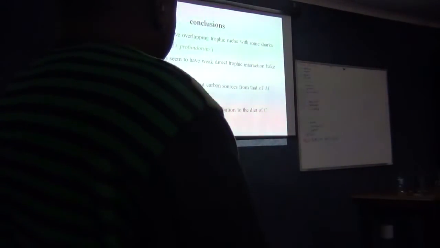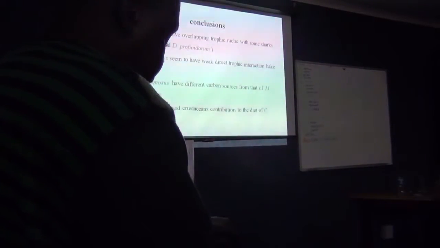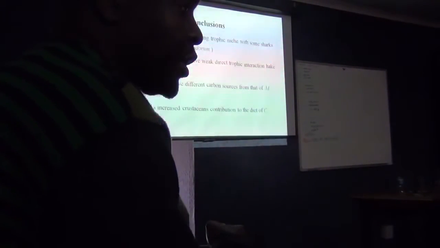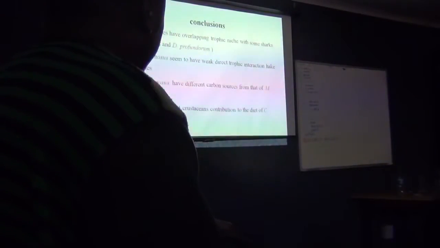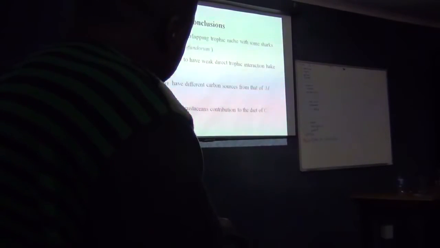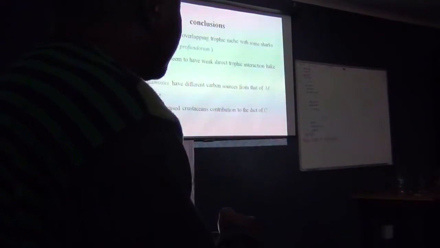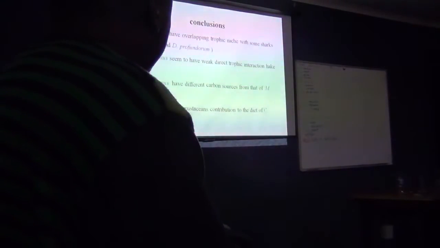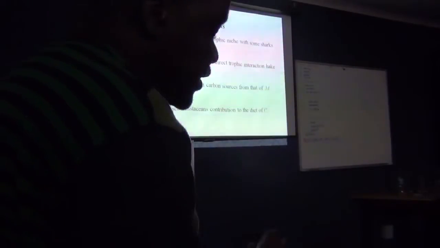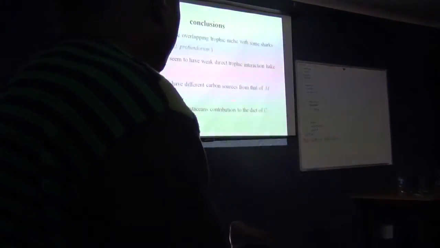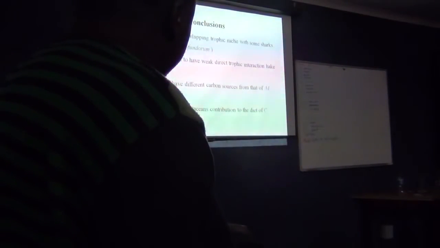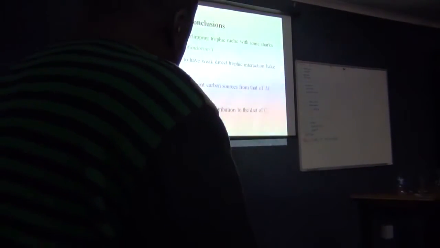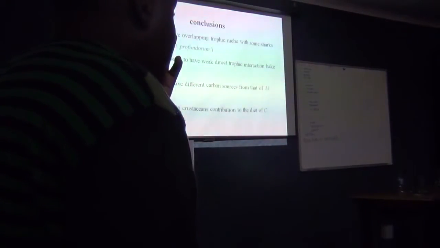So the preliminary conclusion that I got from this is that the Hake species and some shark species do have an overlapping trophic niche. Also, one of the shark species seems to have a weak trophic interaction with Hake species, and it does have different carbon sources if you compare it to M. paradoxus, one of the Hake species, but its carbon source is not significantly different from M. capensis. There is also an increased contribution of crustaceans in the diet of squamosus. And I think those are the preliminary conclusions that I can have.